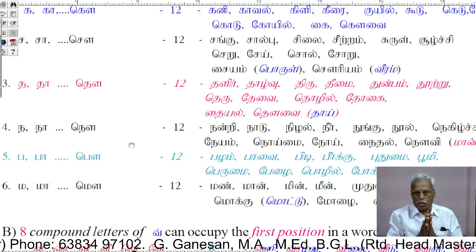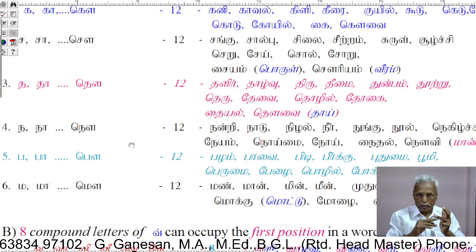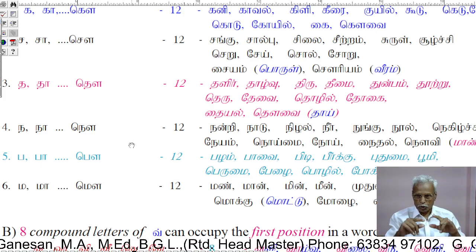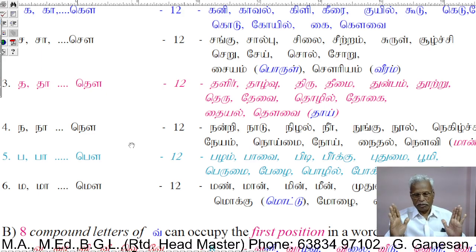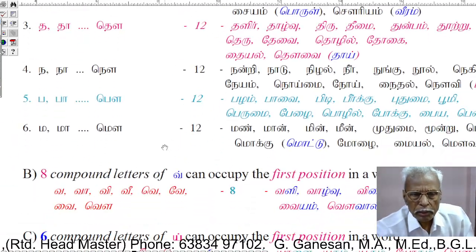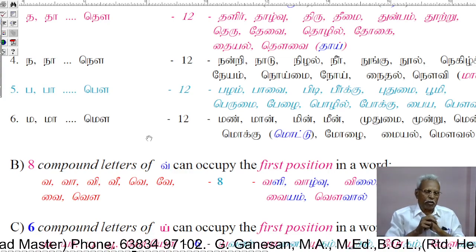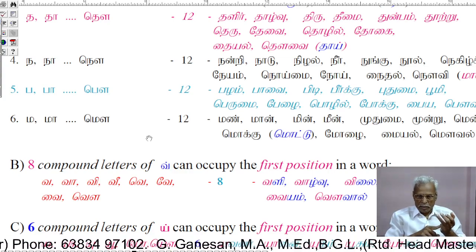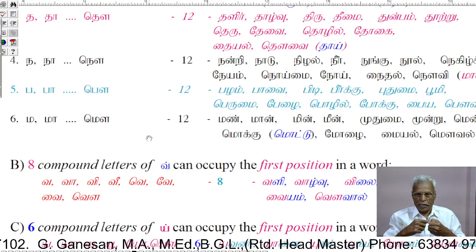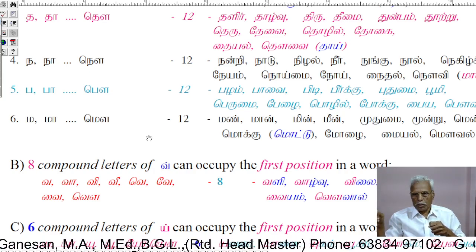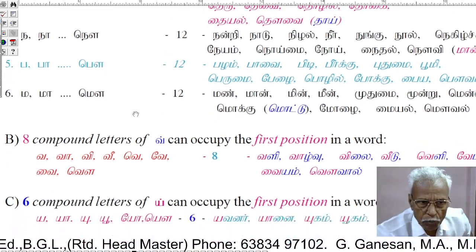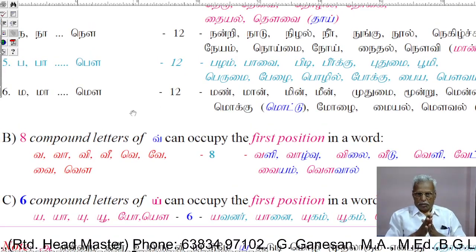Then the 12 compound letters of the it family. Talir, taldu, thiru, thimai, tunbam, tutru, tevai, tolil, togai, tayal, tavai. Tavai means mother. Then the 12 compound letters of the in family. Nandri, nadu, nilal, neer, nungu, nool, negilchi, neyam, noimei, noi, nayal, navi. Navi means deer.